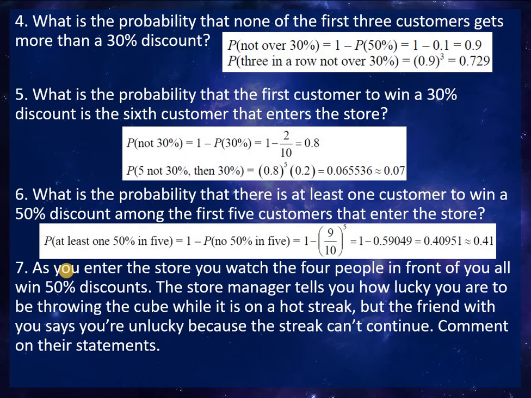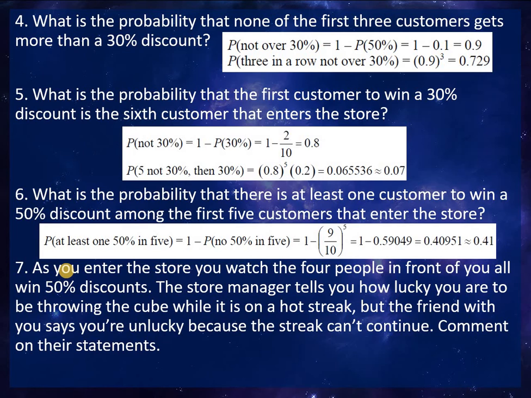Okay. So you understand that when we're doing at least, we're always going to do 1 minus the opposite. Okay. So the opposite of winning a 50% discount is not winning. And so that's where the 9 out of 10 comes from. Okay?